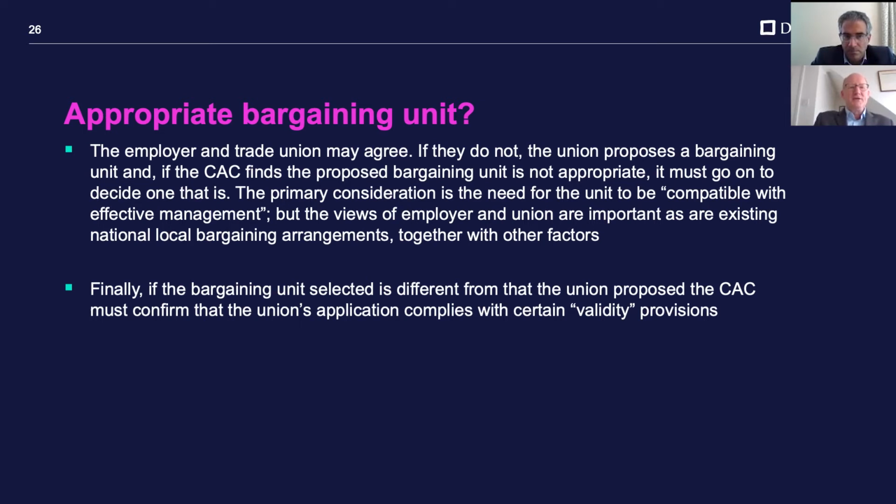What is the appropriate bargaining unit? The employer and trade union may agree. If they don't, the union proposes a bargaining unit, and if the CAC finds the unit is not appropriate, it must go on to decide one that is. The primary consideration for the CAC is the need for the unit to be compatible with effective management. But what effective management is depends on the views of both the employer and union. And as Will has said, if agreement can't be reached, the CAC simply imposes a very detailed solution on the parties. If the bargaining unit is selected as different from that which the union proposed, the union must confirm that its application complies with certain validity provisions.